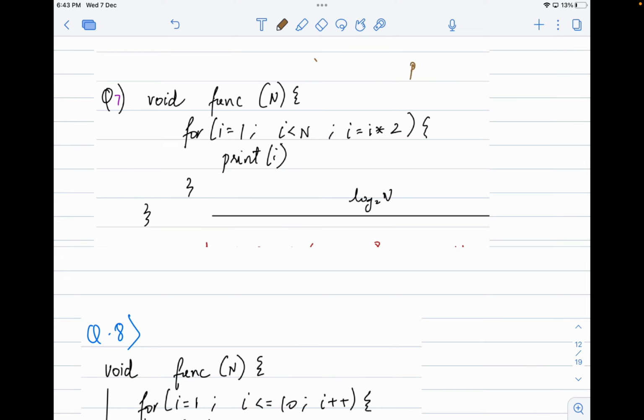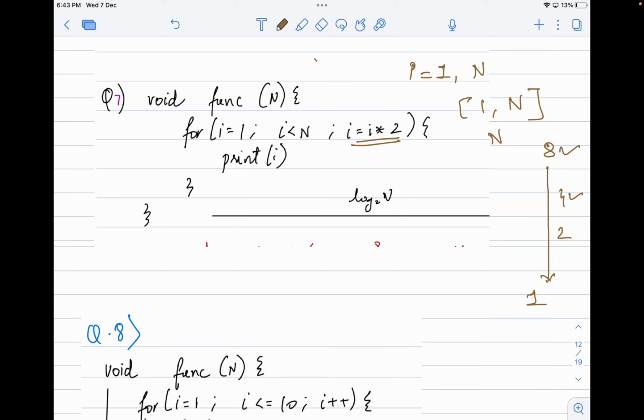case, your i is what? 1, and your n is what? n only. So it means you are going from 1 to n. So 1 to n is n iterations. But how is it going? It is going twice. For example, if you have 8 and you want to go till 1, how will it go? 8, 4, 2, 1.